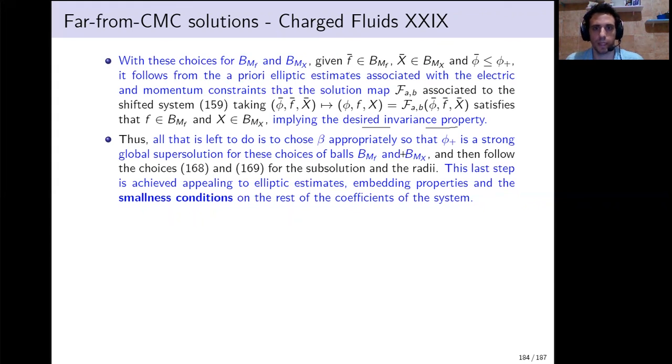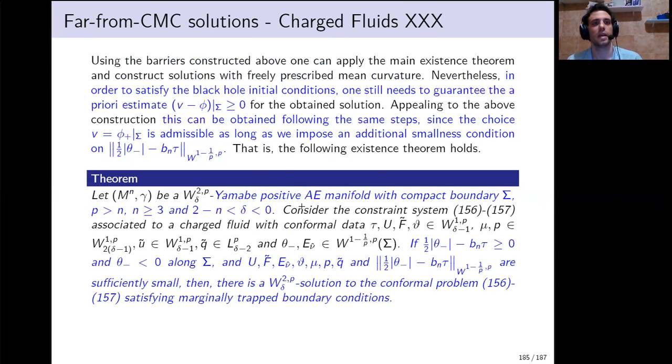Good. This last step is achieved by appealing to elliptic estimates, embedding properties of our functional spaces, and by imposing smallness conditions on the rest of the coefficients of the system, that means not for the mean curvature and the derivative of mean curvature, but for the rest of the coefficients of our system. So this last step is the one that takes more work, and it can be consulted in the lecture notes and in our paper.